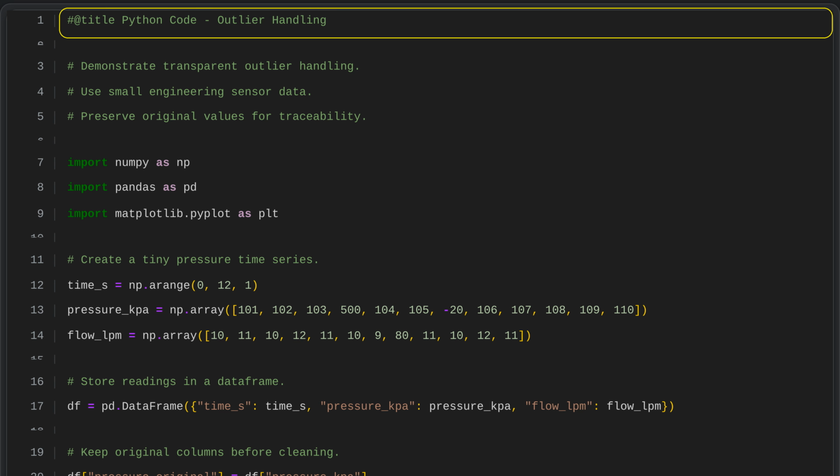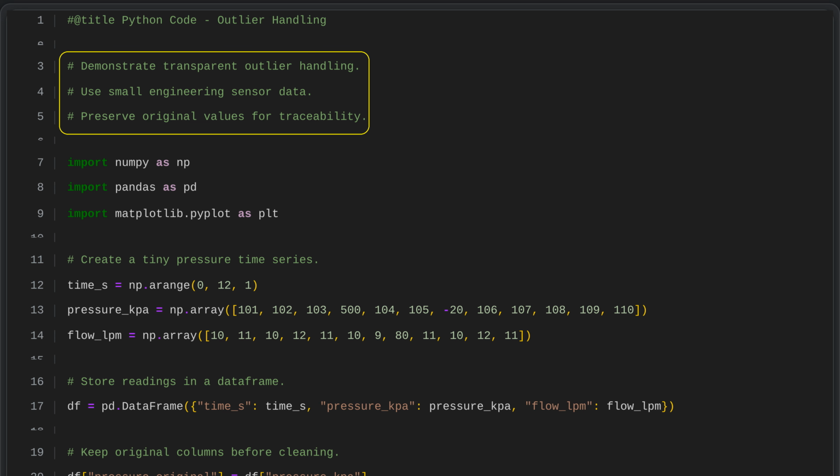Python code, outlier handling. This section demonstrates a transparent approach to handling outliers in small engineering sensor data. The goal is to identify and manage unusual readings while preserving the original values so the data remains traceable and auditable.